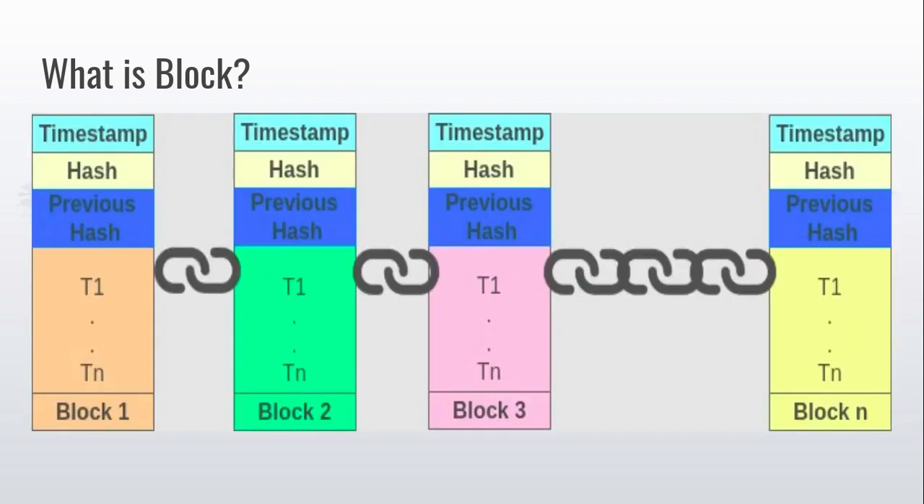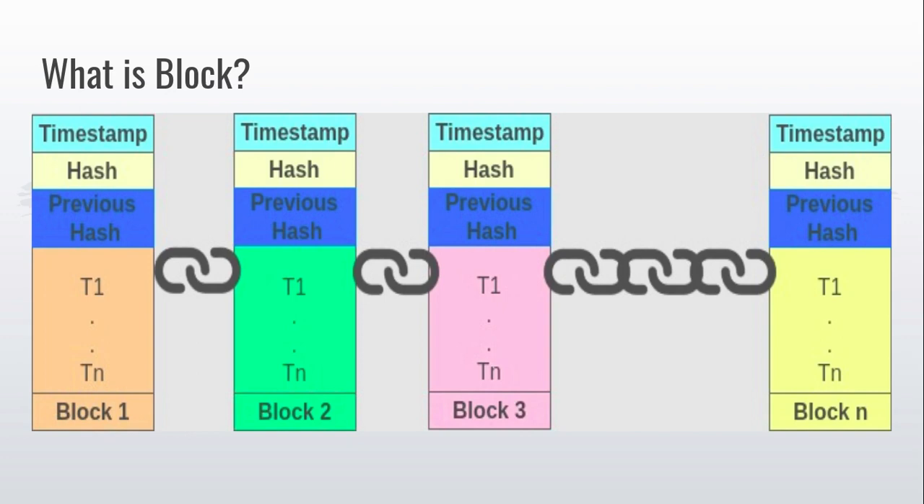So let's see what a block actually looks like. A block contains the following things: a timestamp, its own hash, the hash of the previous block, and the transaction data. Basically, the timestamp is just to indicate when the block was created. Hash is basically a digital signature which is created using transaction data and the hash of the previous block. The previous hash is basically the hash of the previous block. If the previous block's data is changed, then the previous block's hash will also change.